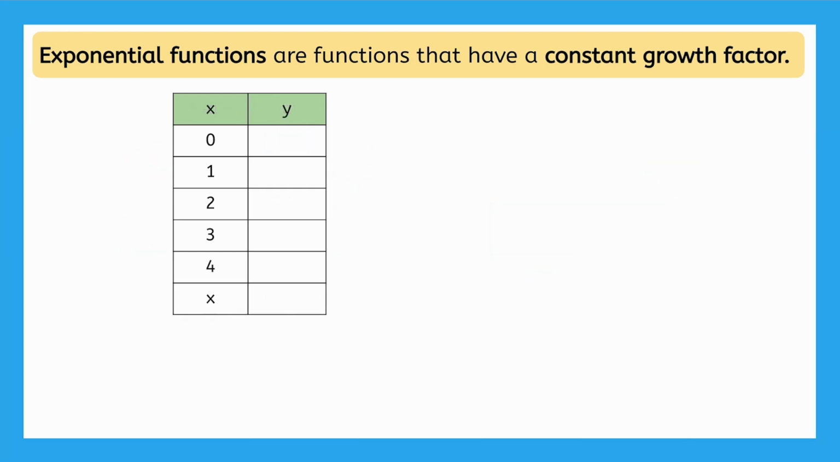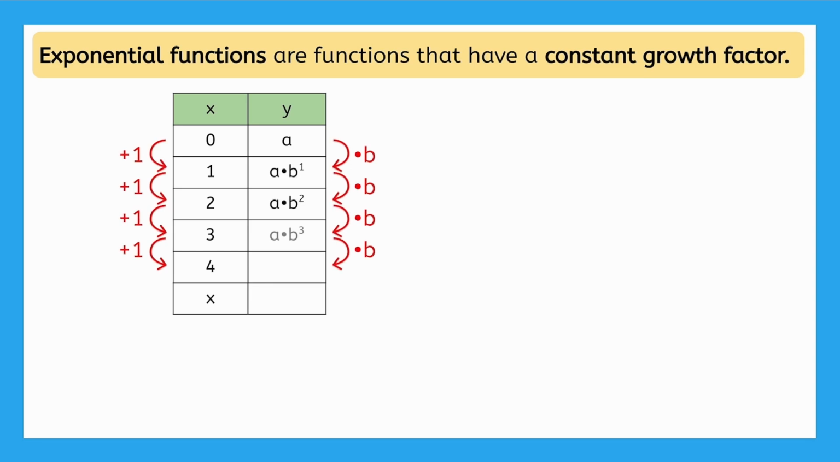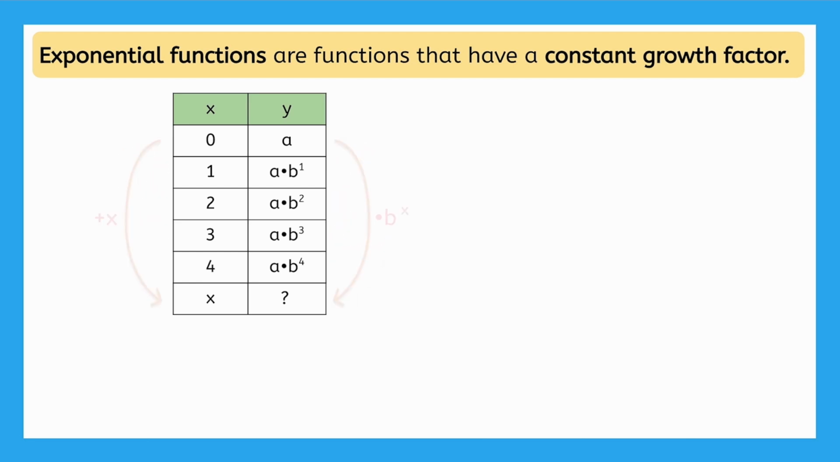Now, let's consider a general exponential function with input x and output y, an initial value a, and a growth factor b, which means every time x increases by 1, we multiply the output by b. Based on this behavior, how would you express the value of y for any input x? It would be a times b to the power of x.